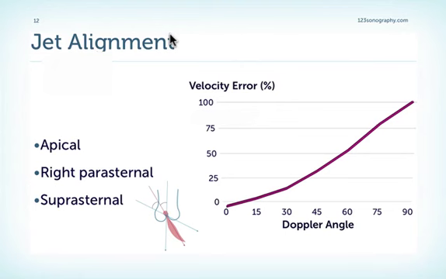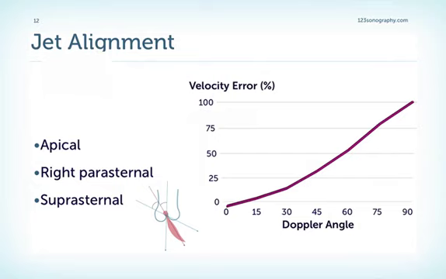As you just saw in the demonstration, it's very important that when you examine a patient, you get a good jet alignment of the Doppler jet to the aortic valve velocity stream. So to achieve that, we have to use several Doppler windows. We always start with the apical view, and then you turn to the right parasternal, and finally you can try the suprasternal window to get the maximum velocity.